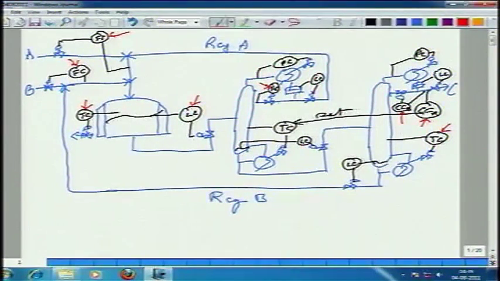How many did I draw? 8 ho gayi ki nahi? 1, 2, 3, 4, 5, 6, 7, 8. Degrees of freedom is 8. Operator is setting 8 set points.